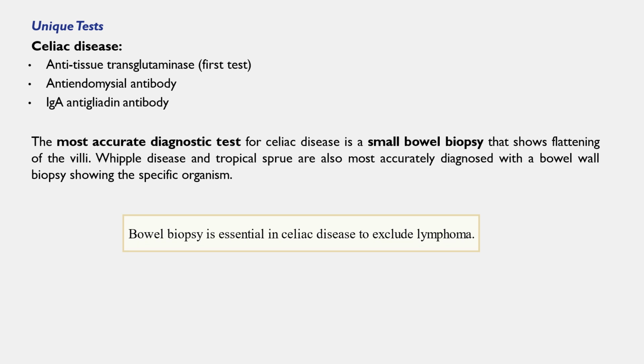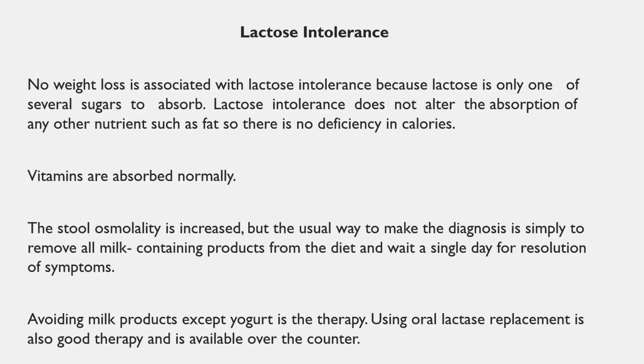Whipple disease and tropical sprue are also most accurately diagnosed with bowel wall biopsy, which shows a specific organism. The clinical tip here is that bowel biopsy is essential in celiac disease to exclude lymphoma. Let's go to the next slide.